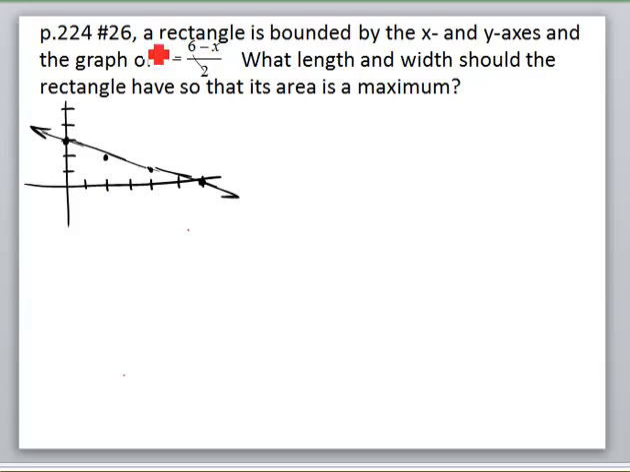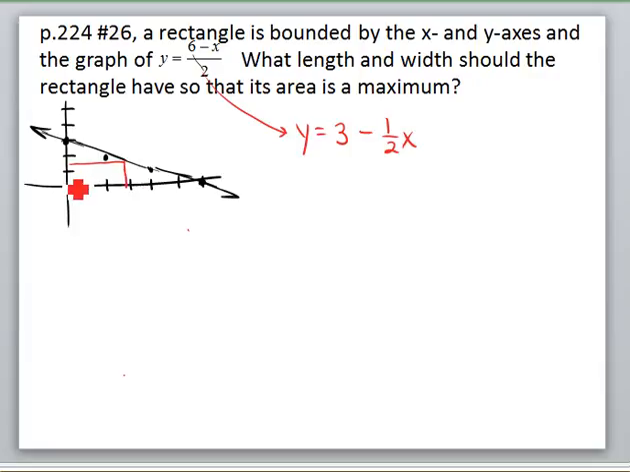So this talks about a rectangle being bounded by the x and y axis and the graph of 6 minus x divided by 2. That really is the equation 6 divided by 2, which is 3, minus 1 divided by 2, which is 1/2 x. So that's this line right here, and it's bounded by the x and the y axis.